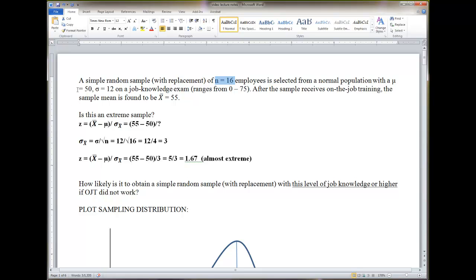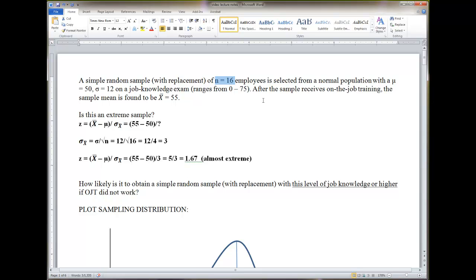We've got these population parameters. We have a sample of 16 employees. We give them on-the-job training, and then we find that their mean on the job knowledge exam is 55. Now we can say, okay, their mean is larger than the mean in the population, so we can just say, oh, on-the-job training works.